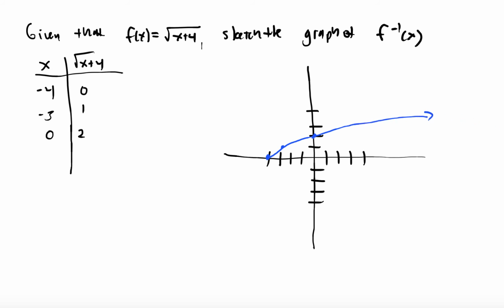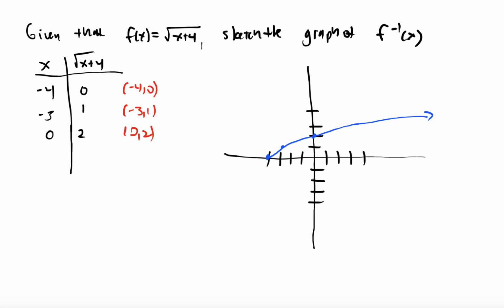But what is the inverse, or what should the inverse look like? Remember, this is the graph of radical x plus 4, and these are the points: -4 comma 0, -3 comma 1, and 0 comma 2. But wait, let's think about this very carefully. For the inverse function, the x and y values should be swapped.